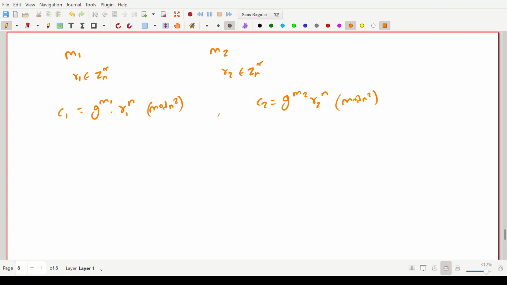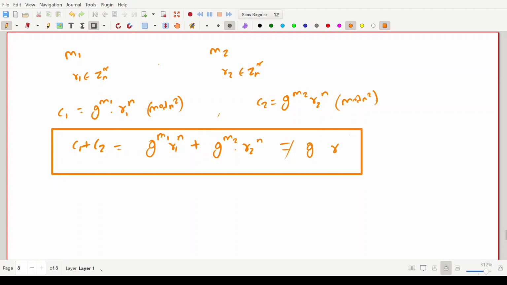Now suppose I'm adding C1 plus C2. Am I getting something? I'll be having G raised to M1 R1 raised to N plus G raised to M2 R2 raised to N. Can I write it as some G raised to something and R raised to something? Yes, there is nothing common actually. So I cannot. Again a box and then cross. Addition is not possible here.